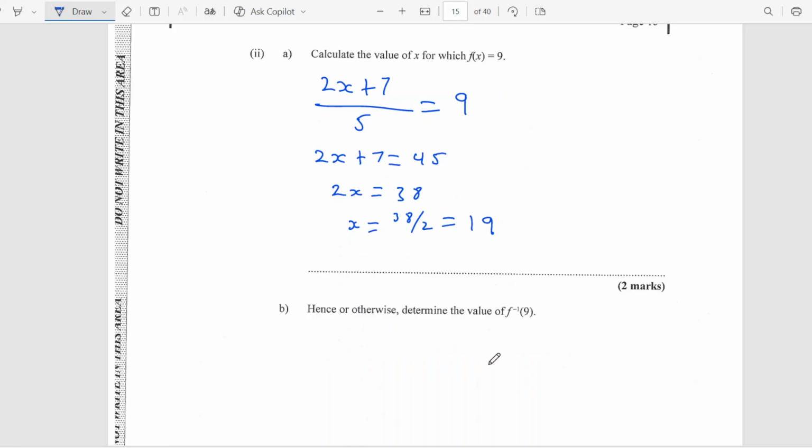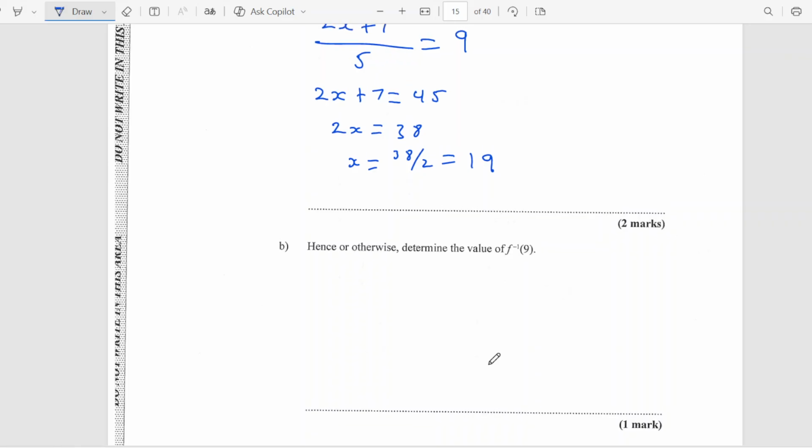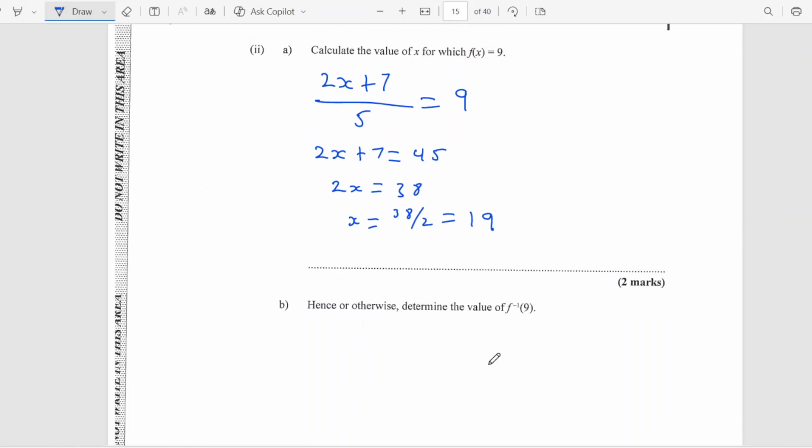Hence or otherwise determine the value of f inverse 9. Notice this is only 1 mark. f inverse 9 is going to be 19, from part A. f inverse 9 is equal to the x value, which is equal to 19.